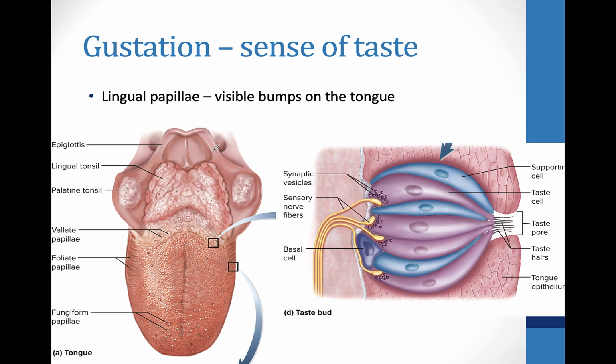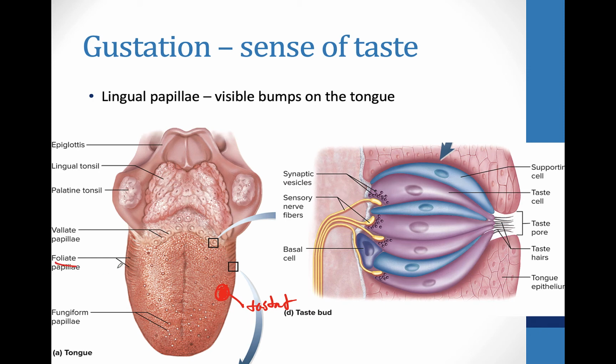So a tastant is the chemical signal that lands on the taste bud. And then the dissolved chemicals from the tastant get into the taste pore, and that would trigger the sense of taste. You have several different types of bumps on our tongue.